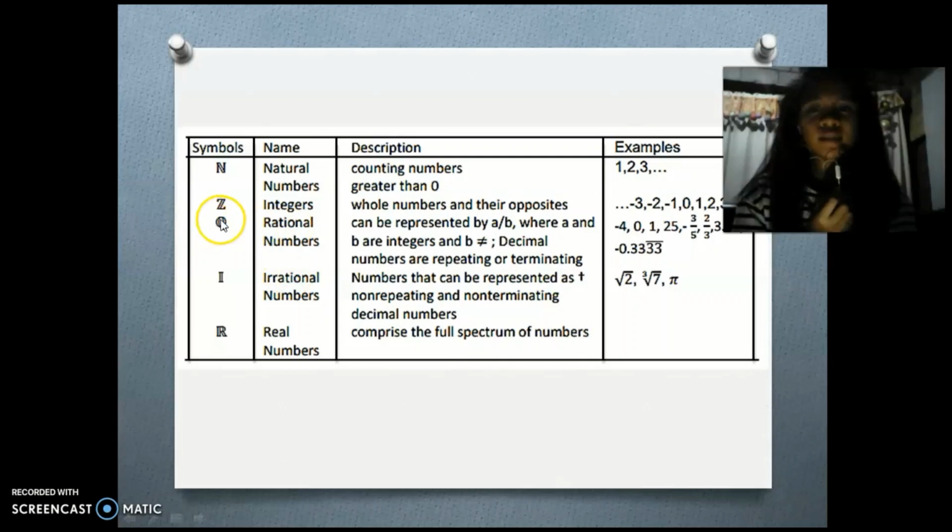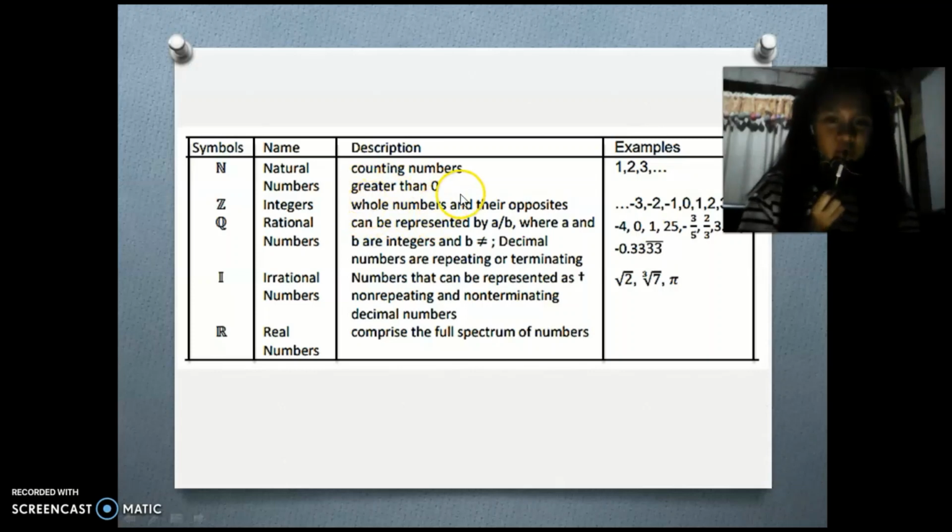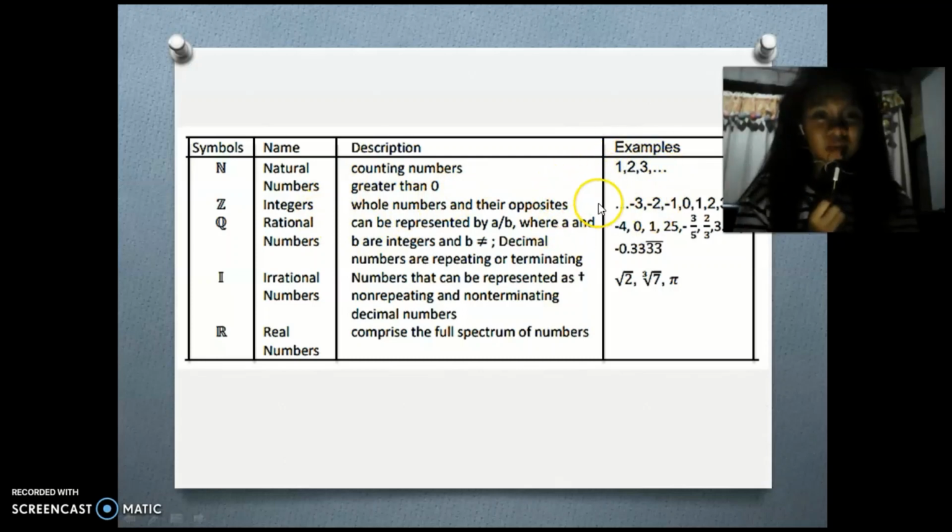Next we have the Z. Our Z is our integers. Integers are numbers composed of the whole numbers and their opposites. Whole numbers will include the zero. As you can see in the example, there is a zero here. And as I mentioned earlier, our integers include negatives and positives. So this is our integers.